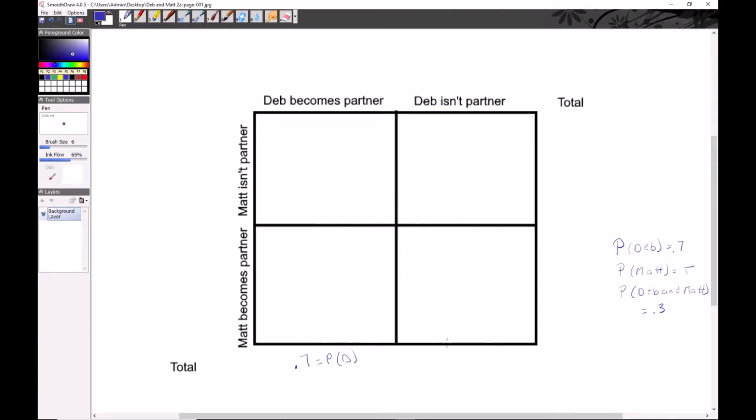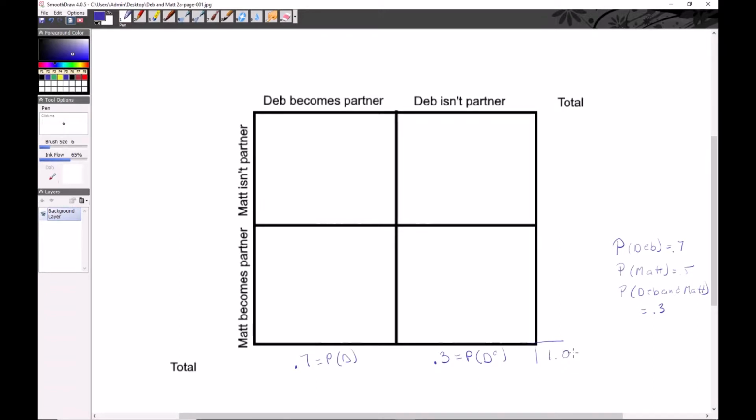We should also know the probability that she won't be a partner, because that's going to be the complement. So that's going to be 0.3, and that's going to be the probability of the complement of Deb, okay? And the two should add up to 1. So we can get a grand total. This is like a marginal distribution, so we'll get a grand total. It should add up to 1.